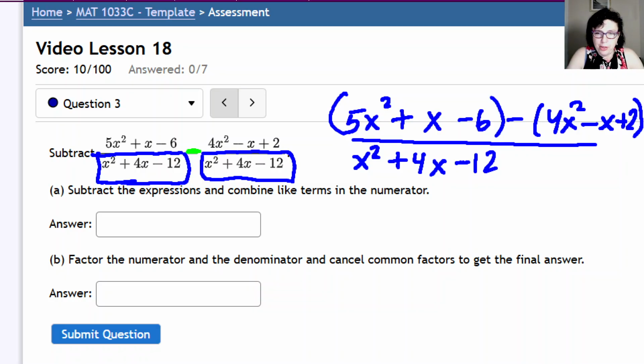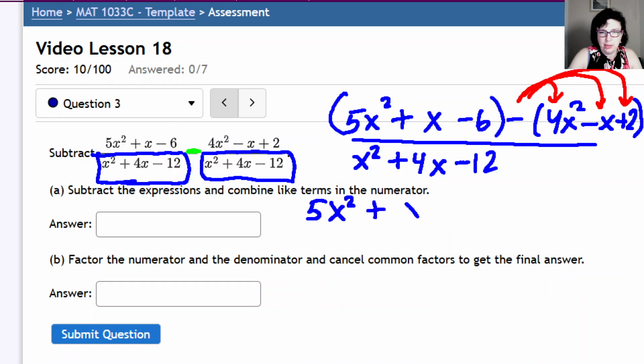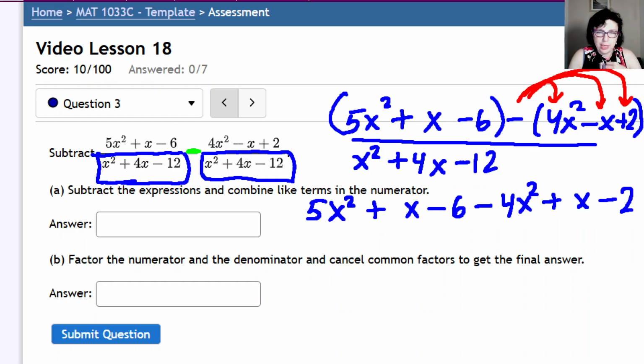When you subtract a polynomial, what you have to remember is that this minus will get distributed to all the terms. It's not just that the first sign will be minus, but all the other ones have to flip. So let's simplify just the top. We've got 5x squared plus x minus 6 and then minus 4x squared. But because we're distributing that minus, we're just going to have plus x and minus 2, right?